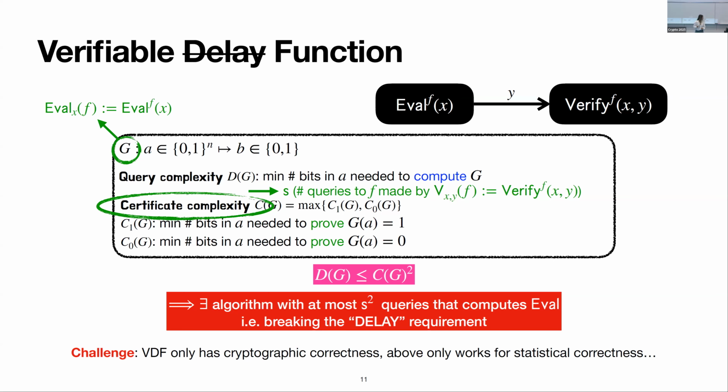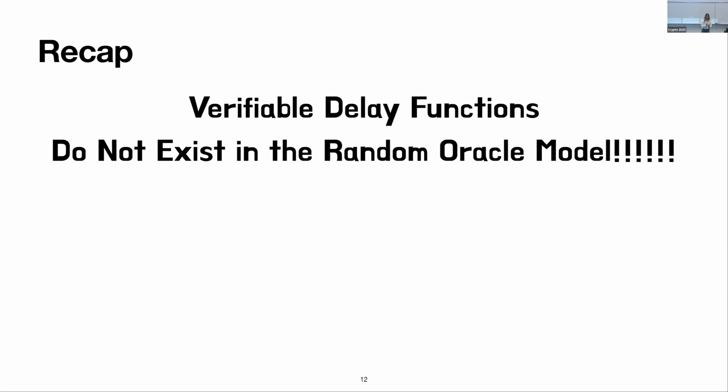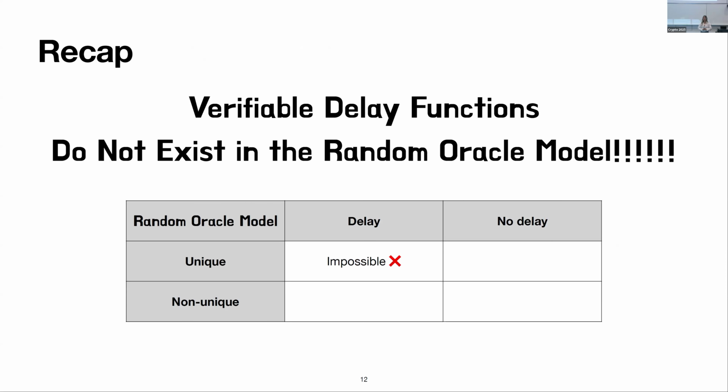Okay, then just to recap, in this paper we show that one cannot construct verifiable delay functions in the random oracle model. In other words, if we look at this table of all the requirements we want, it is impossible to combine uniqueness and delay together. This is our result.